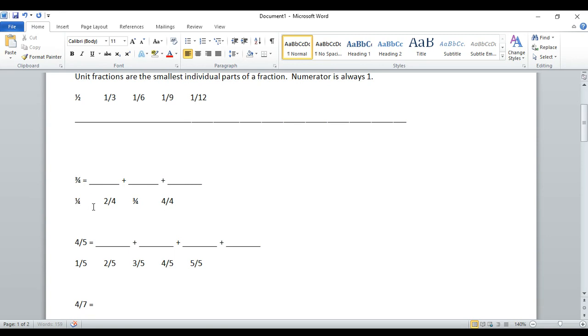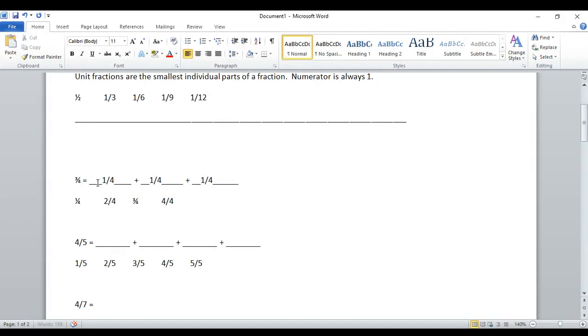Well, the unit fraction of 3/4, in other words, what is the smallest part of 3/4 that we can get, and that would be 1/4. We can break 3/4 up into individual pieces of 1/4. So when it comes to doing this, you're going to be able to click and drag them. So 3/4 is made up of 1/4 and 1/4 and 1/4.